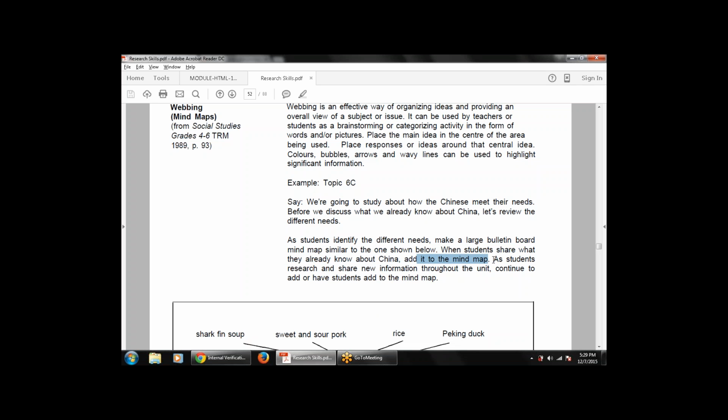So as the students identify the various needs, make a large bulletin board mind map similar to the one shown below, and if it is China, it is done through the mind map. As the students research and share the new information throughout the unit, continue to add the information to the mind map. So we continue with the activity carried out for getting the information and ideas.